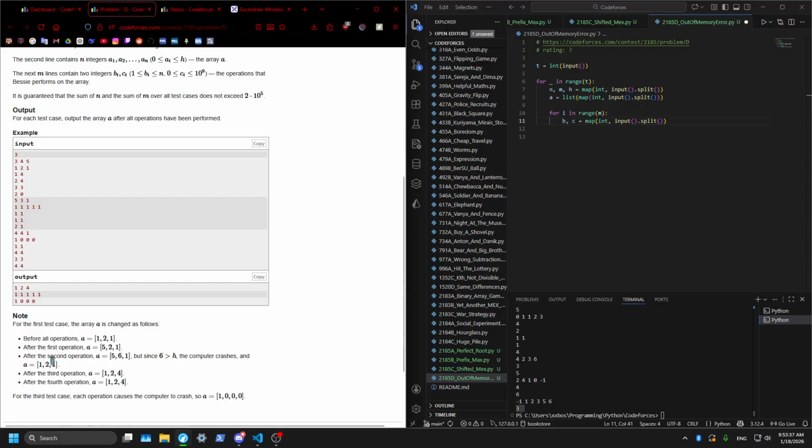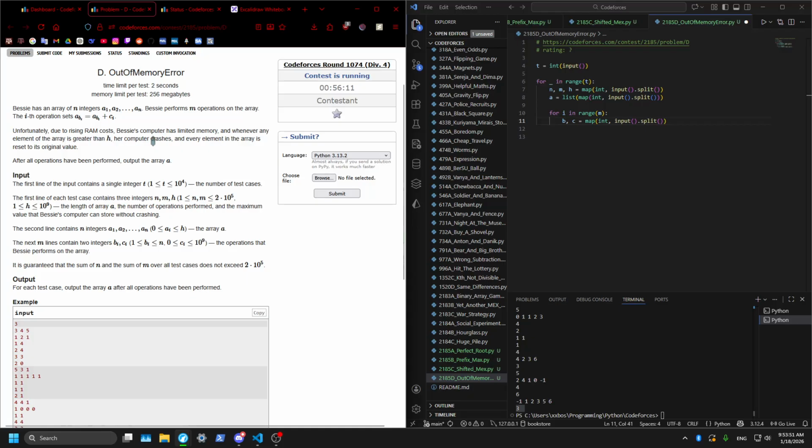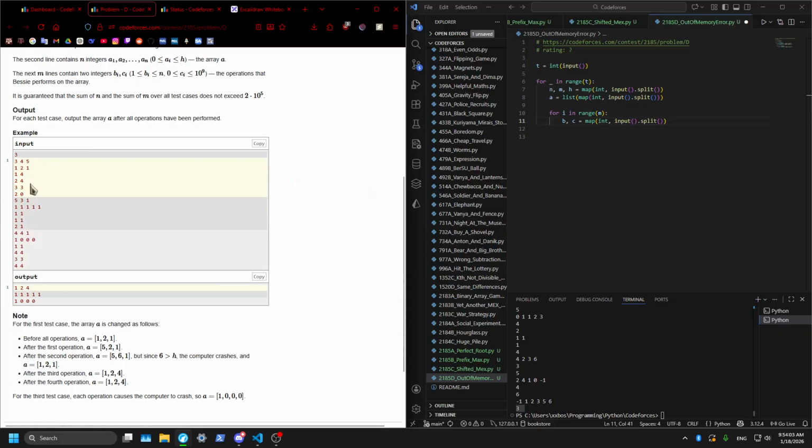and A equals 1, 2, 1. Okay, wait, what happens when it crashes? Reset to the original value. That's interesting. Okay. And then we keep performing. So crashes, keep going. 3 plus 3, 4. 2 plus 0 is 2. Okay. I understand.